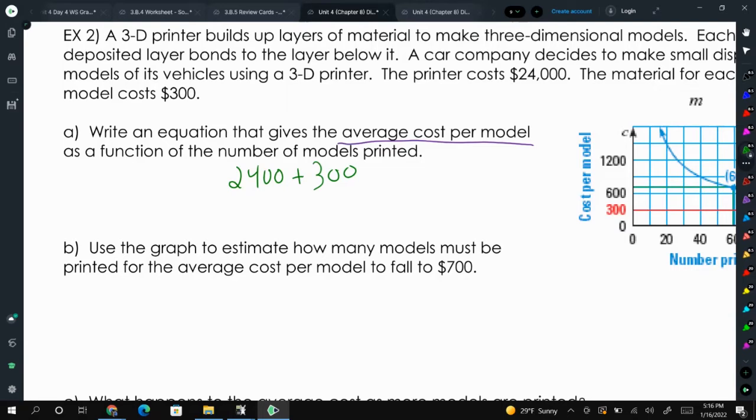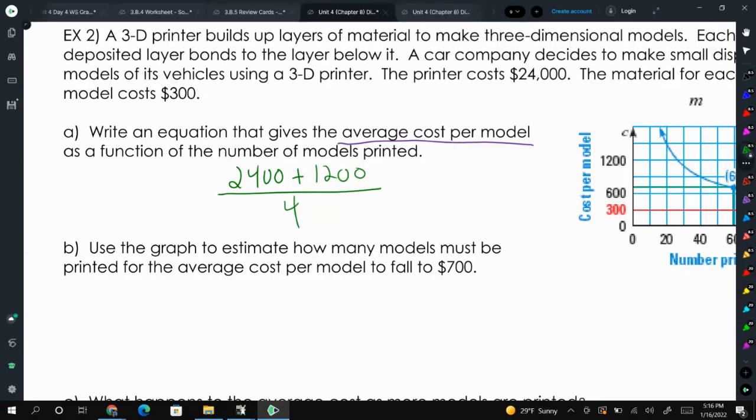So if we wanted to do like 3 models, each model is $300, so $900 to print plus the $24,000 to make it, and we divide by 3 because we made 3 models. What if we made 4 models? 1,200 because 300 times 4 is 1,200, divided by 4 because we made 4 models.